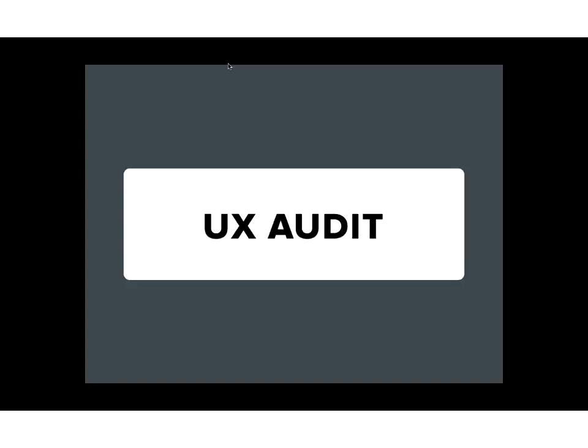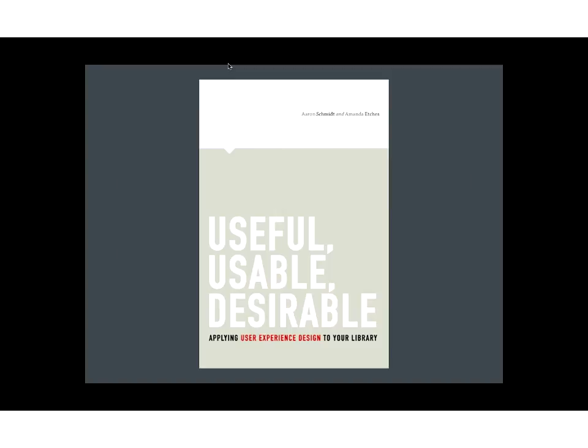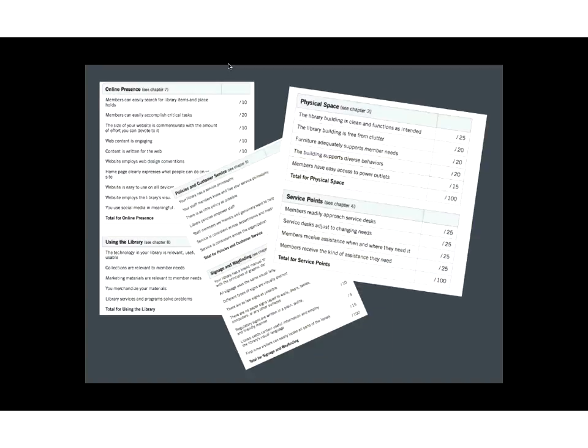So, at the start of doing user experience work, I think it's always useful to take a snapshot of where the organization currently is, and you can consider that a user experience audit. This way you can have some good before and after information about the work that you have been doing. So my partner Amanda and I wrote a book called Useful, Usable, and Desirable: Applying UX Design to Your Library, and it is essentially a list of checkpoints that libraries, both academic and public and special, can go through to analyze all the different touch points in their library.